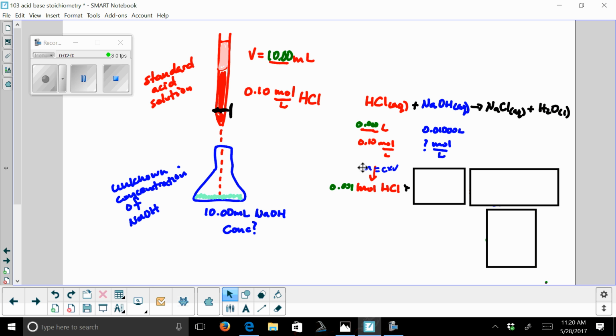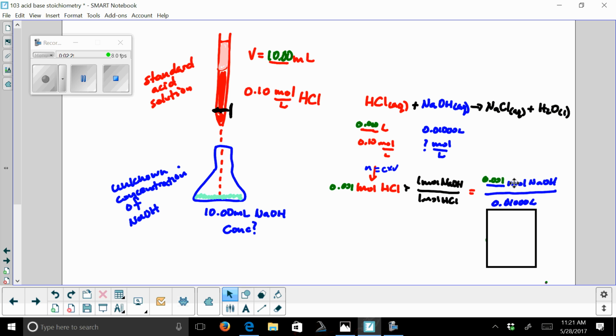If I've got 10 mils of hydrochloric acid, so 0.010 liters, and I know the concentration, I can figure out how many moles we have using our molar concentration equation. So here I've got 0.001 moles of hydrochloric acid that we added that were required to react with all the sodium hydroxide. Then I know it's a 1-to-1 mole ratio, so I've got the same moles, 0.001 moles sodium hydroxide. And remember the volume was 10 milliliters. So at the end of the day, I divide the two and I have a 0.10 mole per liter sodium hydroxide solution. That's the concentration. So basically we've shown how to determine the concentration of this unknown.